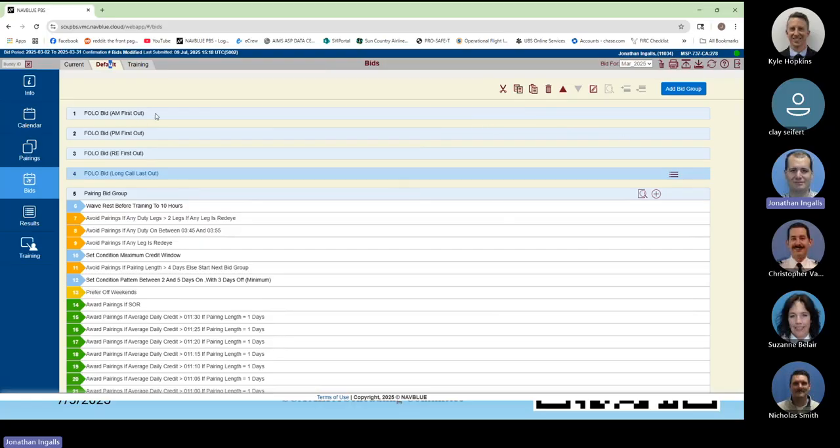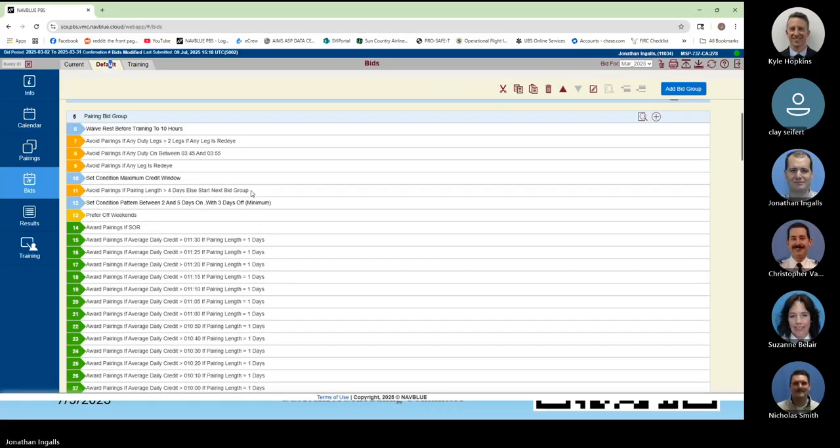So I have AM first out, PM first out, red eye first out, long call last out. And then my first pairing group, waive rest before training for 10 hours, avoid pairings if any duty has more than 2 legs, and if any leg is a red eye. Avoid pairings if they're on duty between 3:45 and 3:55 in the morning. Avoid pairings if red eye.